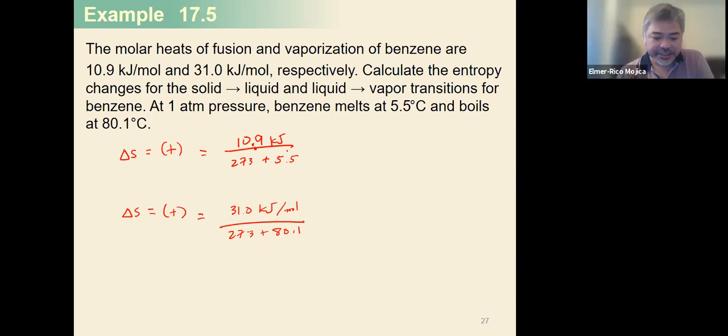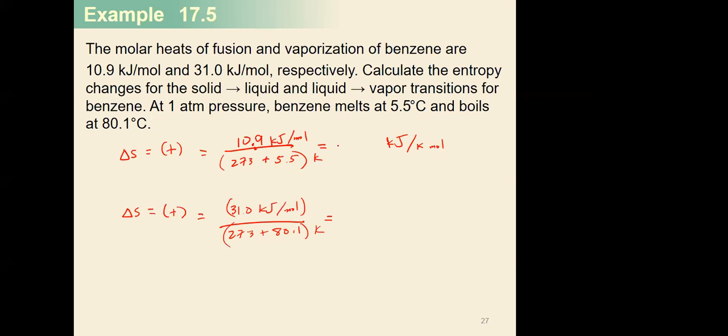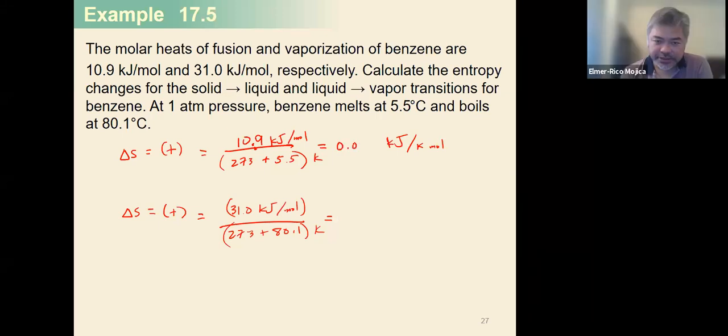And all we need to do now is get the value. So what do you get? The units are kilojoules per mole and K, so you will have kilojoules per K mole. So I will have here what? Did you get 0.039? 0.039, yep, that's the right one.